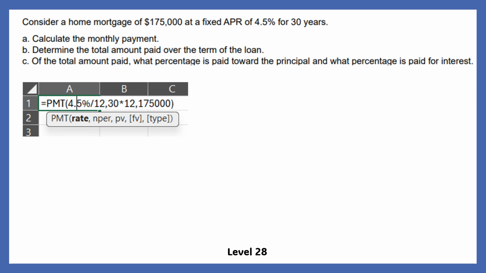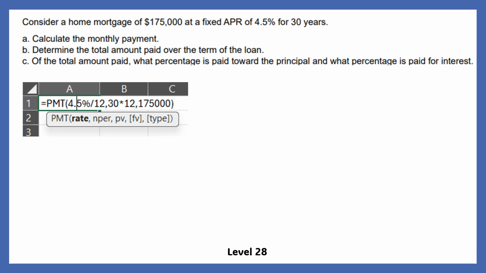It asks for the rate, so we're going to put in the 4.5%, which is our interest rate, but since we're making monthly payments, not yearly payments, I'm going to divide it by 12 because that 4.5 is an annual interest rate. And then it wants the number of periods, so I'm going to put 30. But again, I'm going to multiply by 12 because I'm not just making 30 payments. I'm making a payment every month. So 30 times 12 or 360 payments.